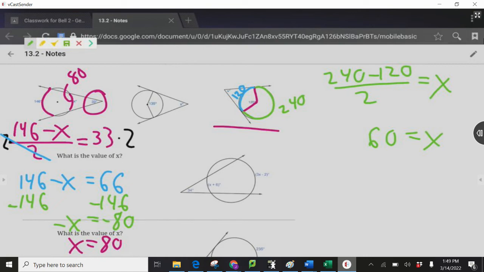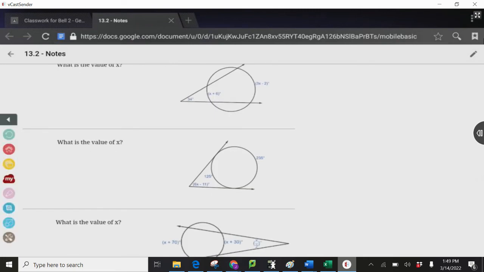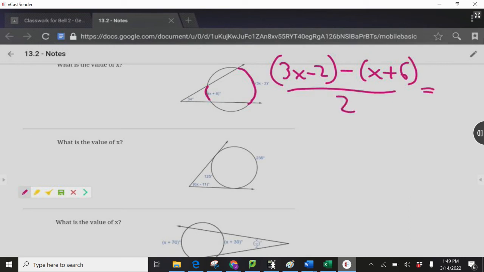Now, you could complicate these problems on the other part of our notes there by really making the algebra messy. I will avoid doing that on an 80-level question on the quiz. 80-level questions would not have messy algebra. However, I can show you what that would look like just because we are here. So on this problem, got my major and minor arc, but the math is the same. Major arc, 3x minus 2, minus minor arc, x plus 6, divided by 2 equals my angle of 34 degrees.